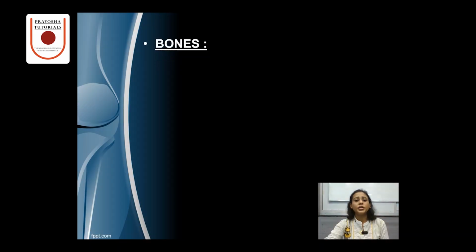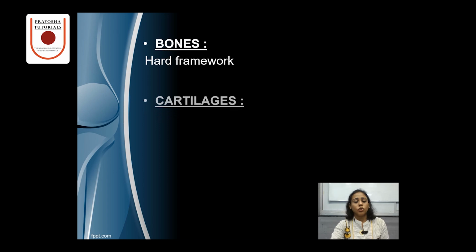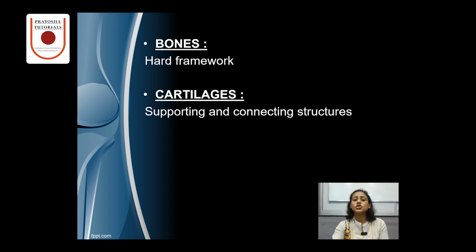Okay. Now let's start with the main part, that is your bones are going to make the framework of your body, and they are going to make a hard framework of your body. Now why is it hard? Because it is made up of calcium phosphate salts. Now the bones will need the help of cartilage, the second supportive connective tissue, and the cartilage is going to support and connect all the structures of our body that are related to the bones.